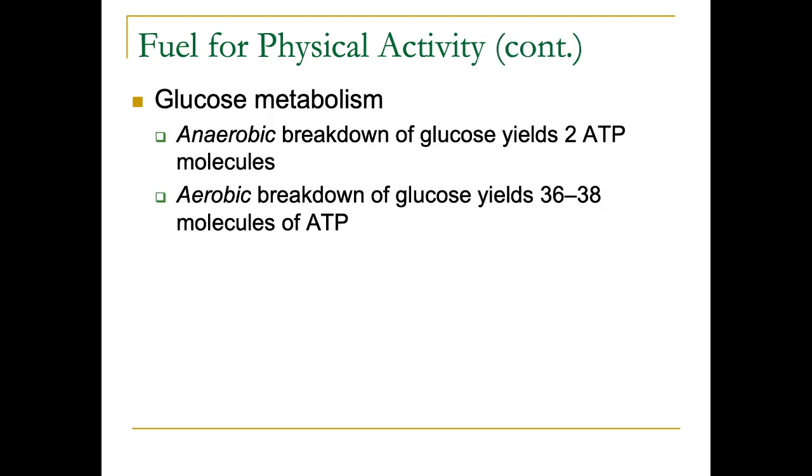There are two types of glucose metabolism. There's anaerobic metabolism, which is what happens outside your mitochondria. This yields 2 ATP molecules. And then there's aerobic breakdown of glucose inside your mitochondria, which yields significantly more molecules of ATP, between 36 and 38.